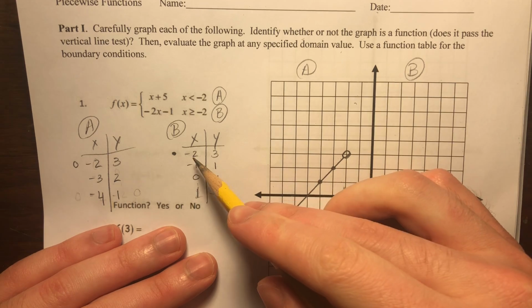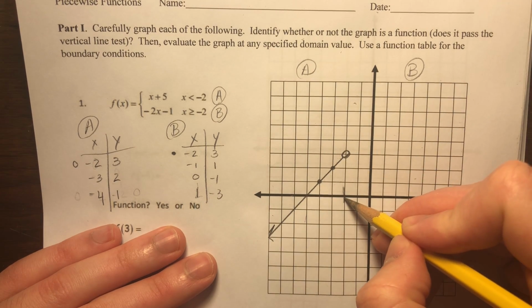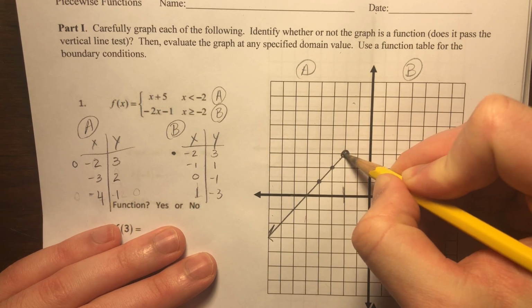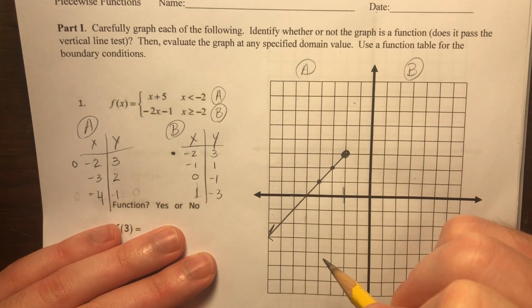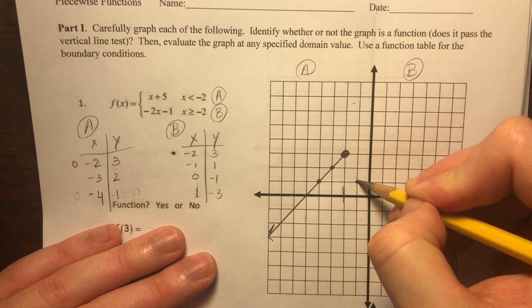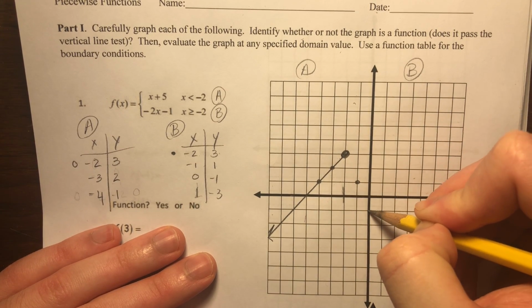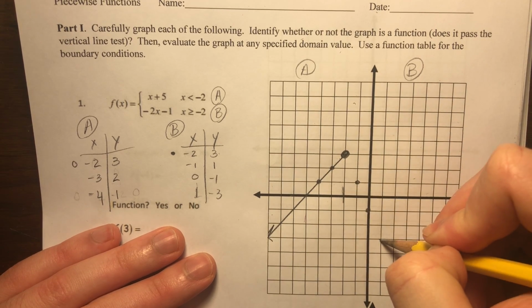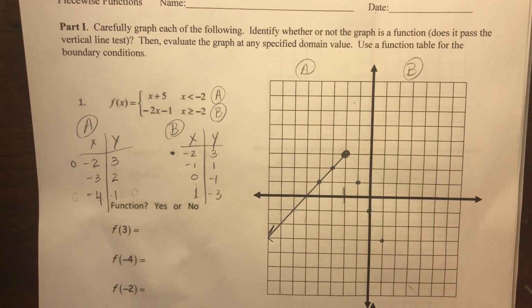All right, so I'm going to plot my first point here, -2, 3. So actually this point is going to be filled in because this exists for this function here. Then I have -1, 1, 0, -1, and I can see my slope is down 2 over 1, so I can just sort of follow that pattern.